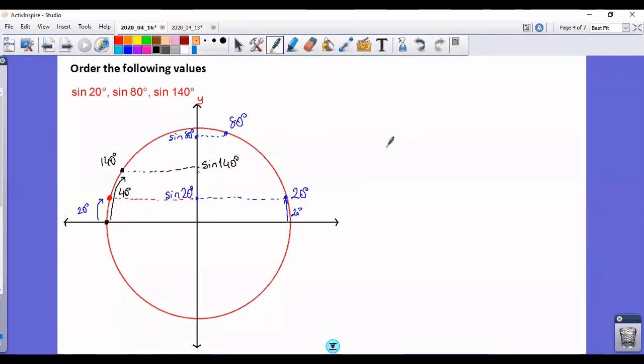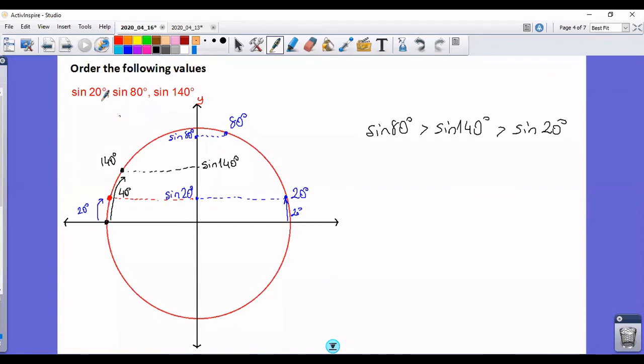It's between them. So now we can say that the greatest one here is sine of 80 degrees, and then sine of 140, and then sine of 20. Sine of 20 is the smallest one. Sine of 80 is the largest one, the greatest one. Anyway, that's it. These are the 3 questions.